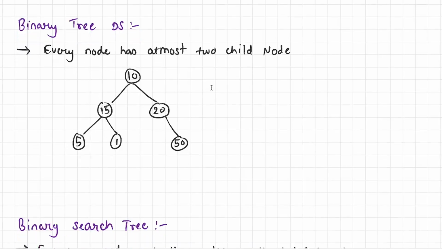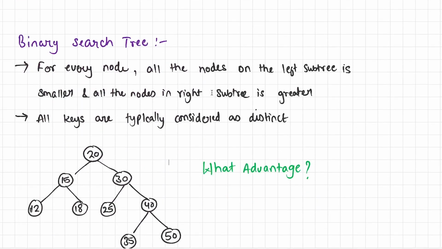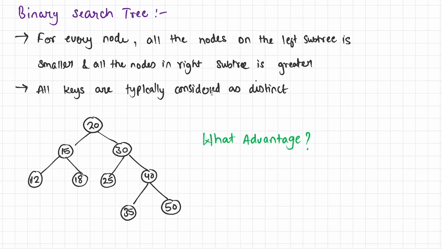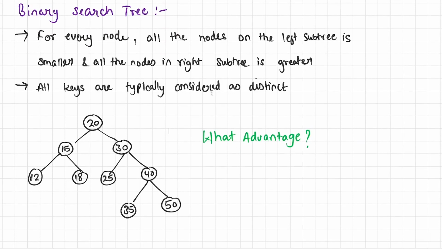So now let's move on and understand what is binary search tree. A binary search tree is a tree in which for every node, all the nodes in the left subtree are smaller and all the nodes in the right subtree are greater. If this property is followed, then we can say that it is a binary search tree. And in a binary search tree, all the keys are typically considered distinct. So we should always have distinct keys in a binary search tree.